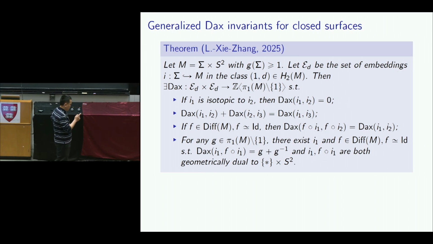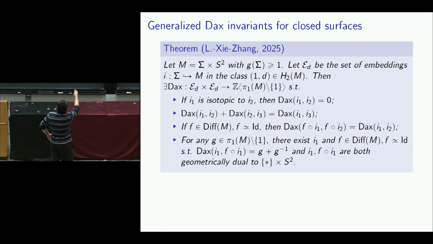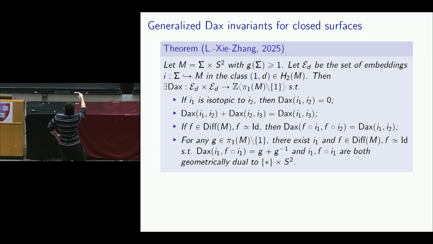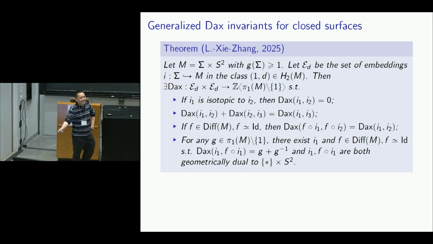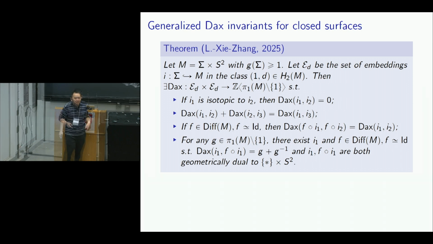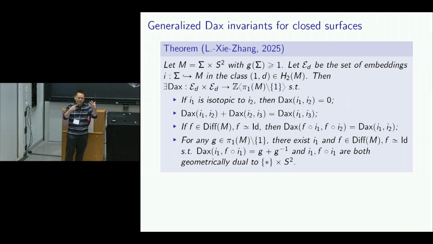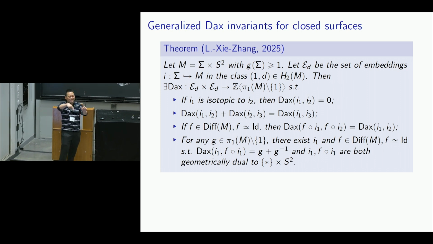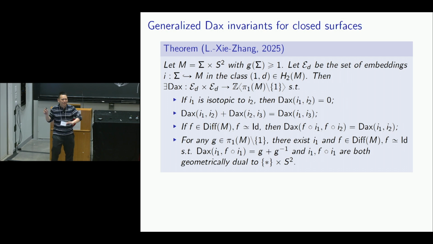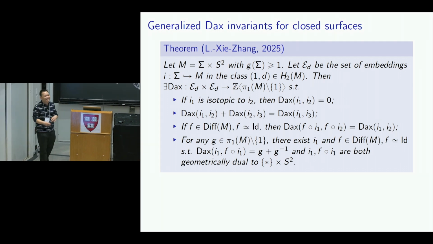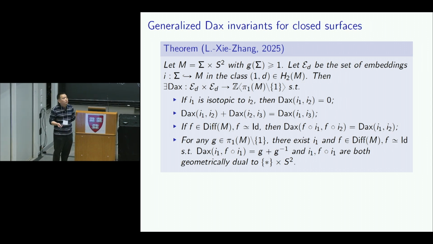Yes, the base point is an issue, but another issue is that to construct such a diffeomorphism f, we need that sphere. Basically, if you have a geometric dual, you have an embedded sphere with self-intersection 0. In that case, you have the freedom to do a lot of interesting things to construct diffeomorphisms. Okay, so this is the Dax invariant for closed surfaces.